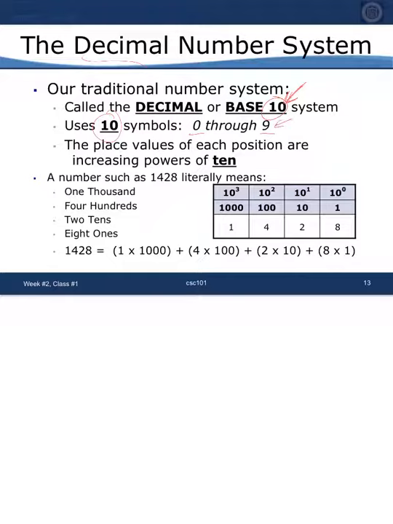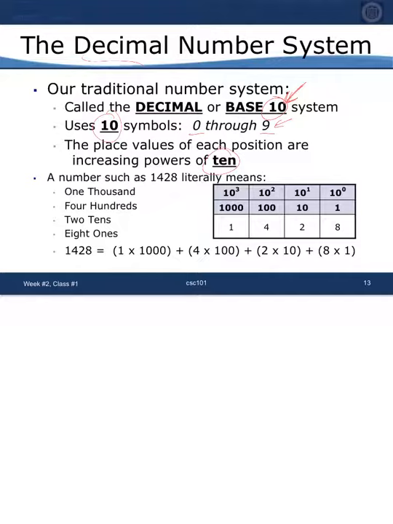Okay, so there's going to be lots of parallels here. And one more instance of the number 10 appearing in our lives is what I reminded you of on the last slide, which is that the place values, or the positions of the digits, correspond to the powers of 10.